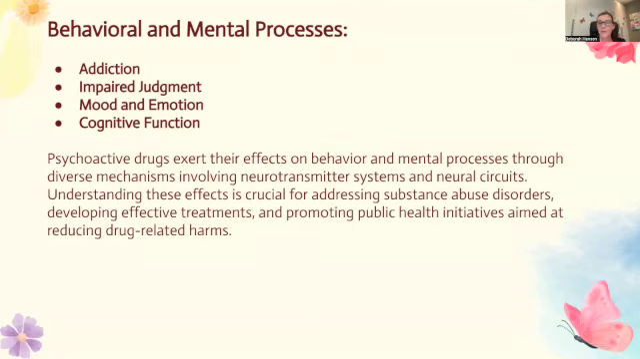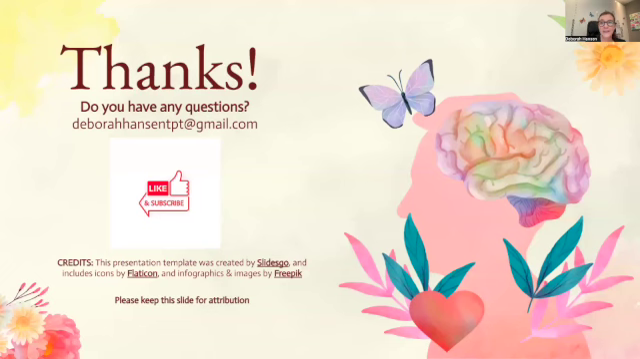So, what does this all mean for behavior and mental processes? Well, psychoactive drugs can lead to addiction, impaired judgment, and mood swings. They also affect cognitive functions like memory and decision making. Understanding these effects helps us address substance abuse and develop better treatments. That's a wrap on our exploration of psychoactive drugs. Remember, while these substances can alter our brains in fascinating ways, they also carry many risks. So that's all you need to know for 1.3, the neuron and neural firing.